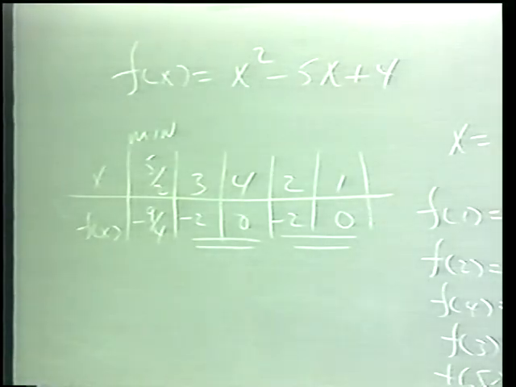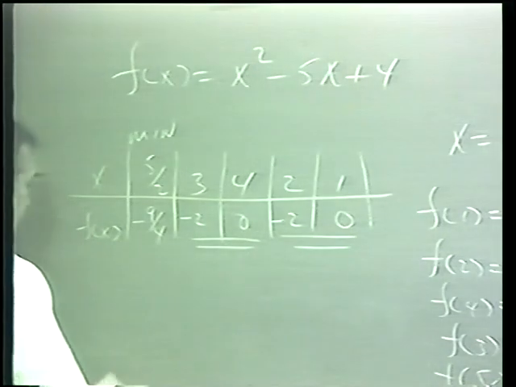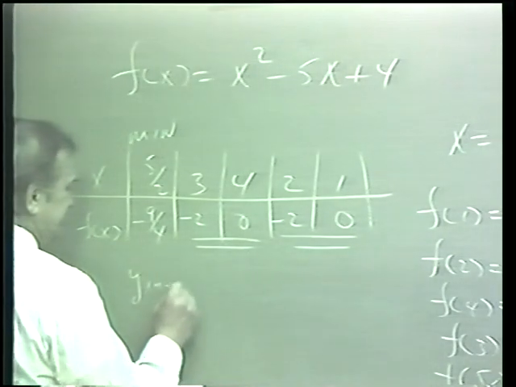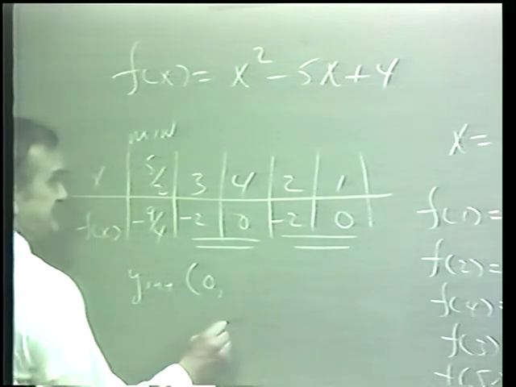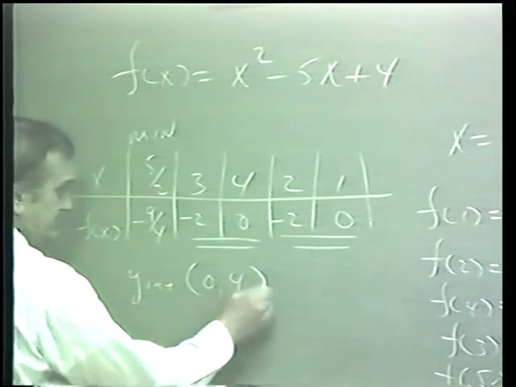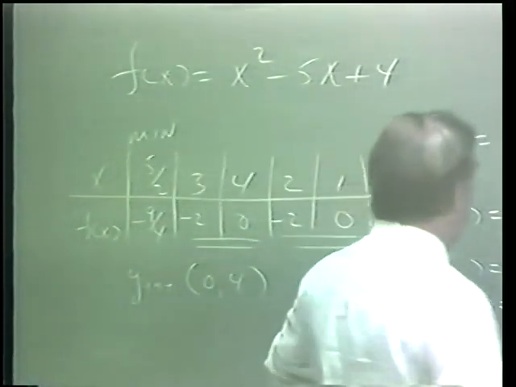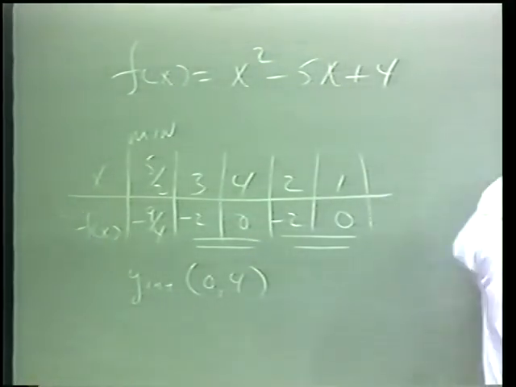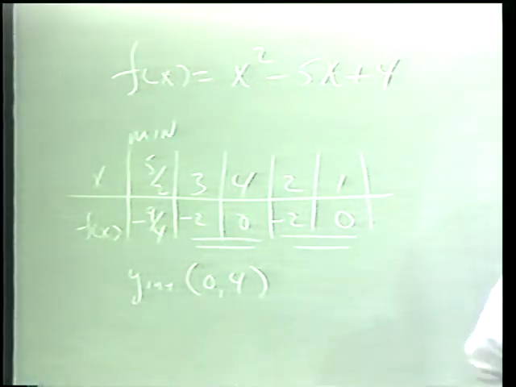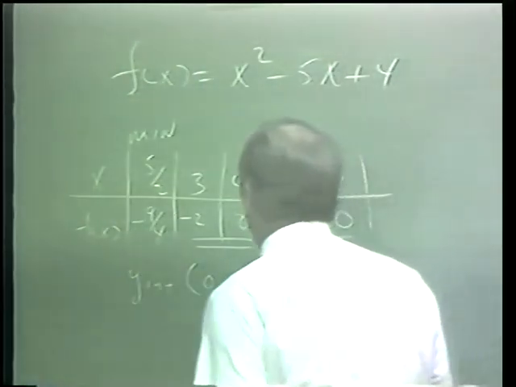Okay? So there's our chart. We now have to find the intercepts. Well, the y-intercept is always nice and easy. It's (0, c). (0, 4). Remember, the y-intercept is always (0, constant). The x-intercept, well, it's a little bit more work.